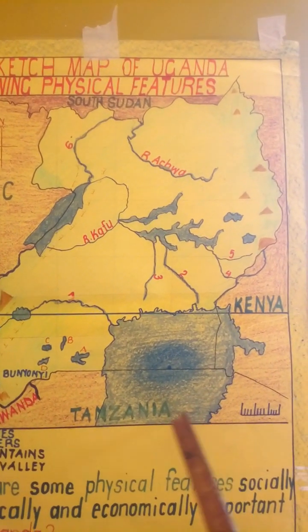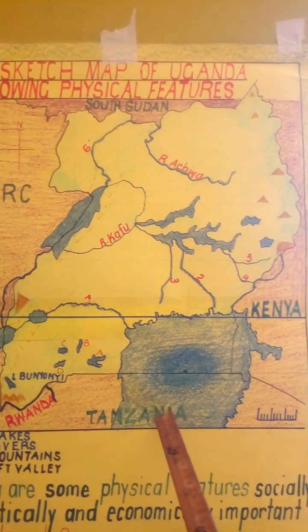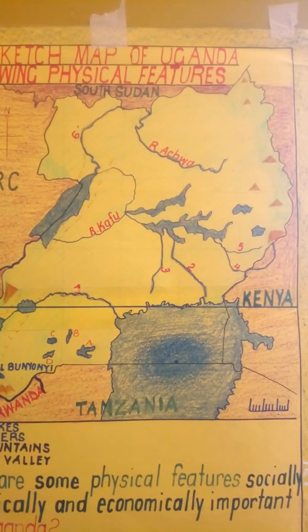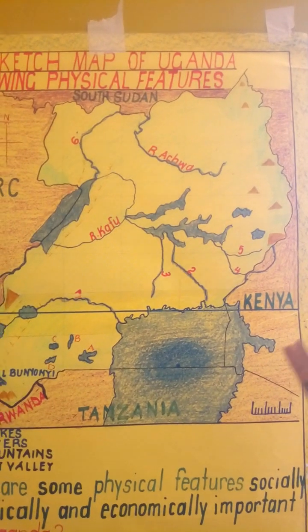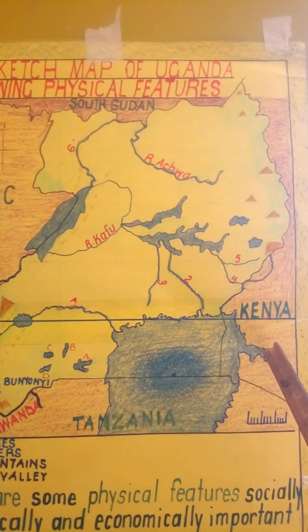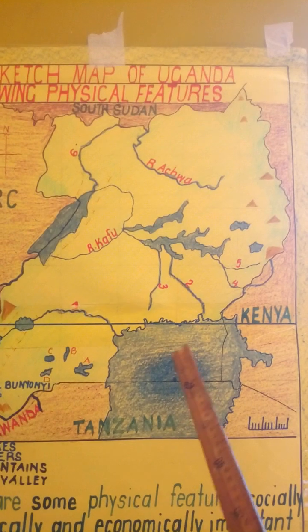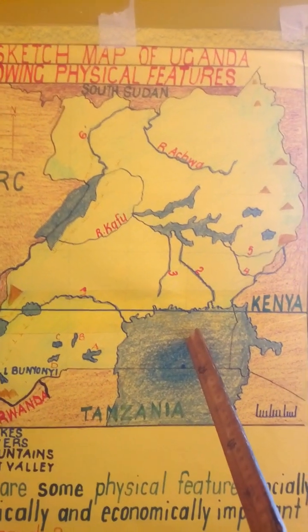Okay, its largest part is in this country called Tanzania. And Tanzania is the neighboring country of Uganda in the southern direction. Then we have this smallest part, which is found in Kenya. So the second largest part of Lake Victoria is found in Uganda.